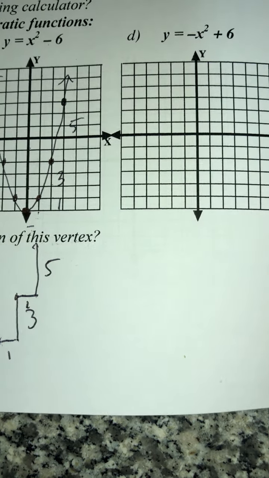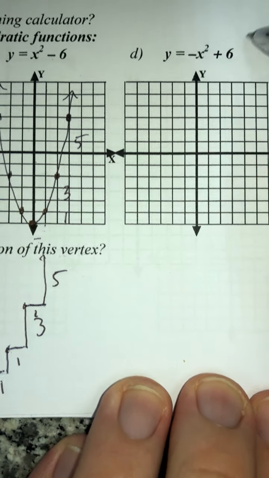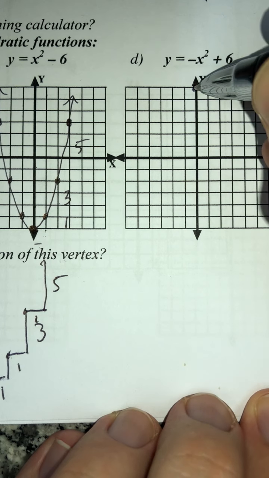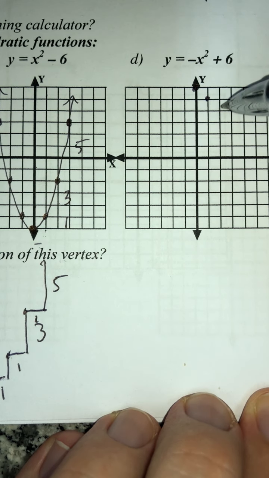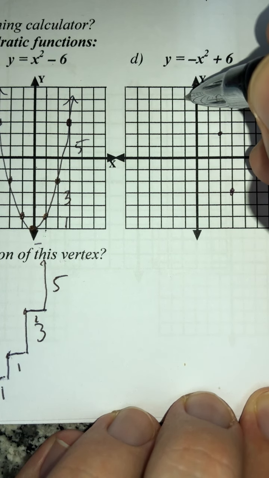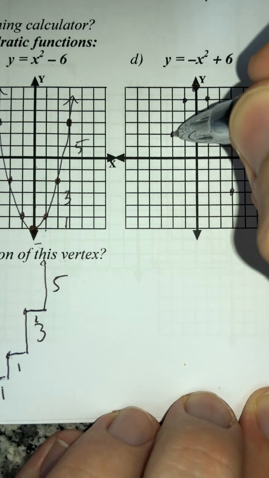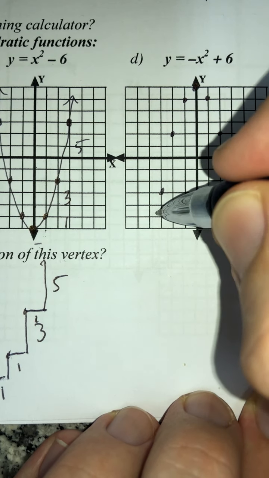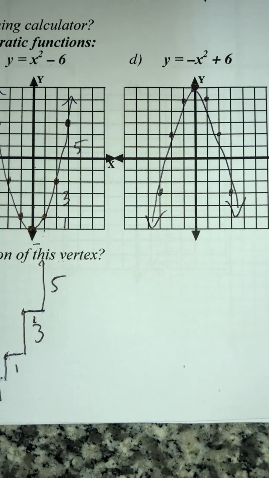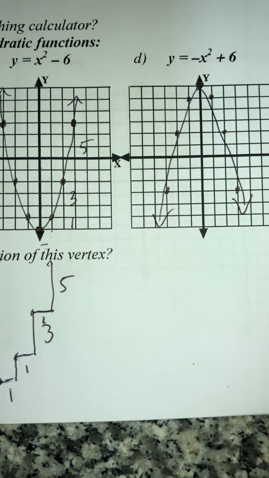Let's see if I can do it with this one. So I've got +6 is my vertex now, and I'm going to go down. So I'm going to go across 1, down 1, across 1, down 3, across 1, down 5. Same thing on the other side. 1, 1, 1, 3, 1, 5. So connect the dots, arrows. So pretty straightforward. Once you notice this pattern, it's not too bad.